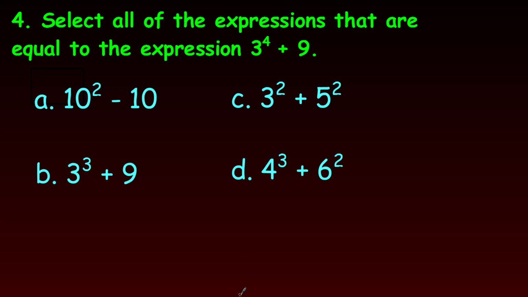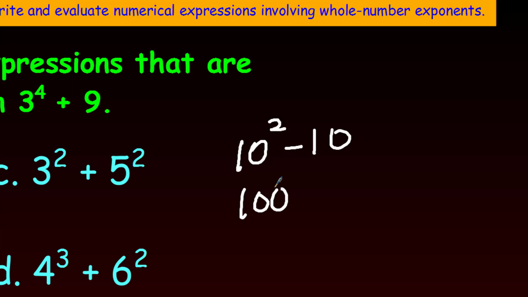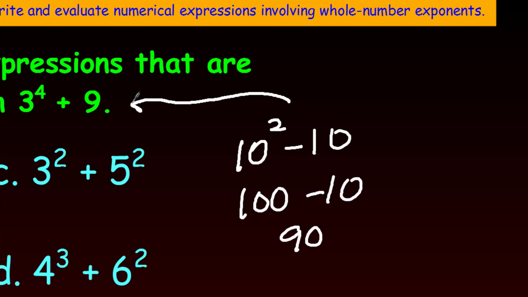Okay, number 4. It says, select all of the expressions that are equal to the expression 3 to the power of 4 plus 9. Now the first one, I'm going to come over here and write these out because I like to be able to show my work. So 10 raised to the second power minus 10. 10 squared is 100, right? Because that's 10 times 10, minus 10, in this case, is 90.